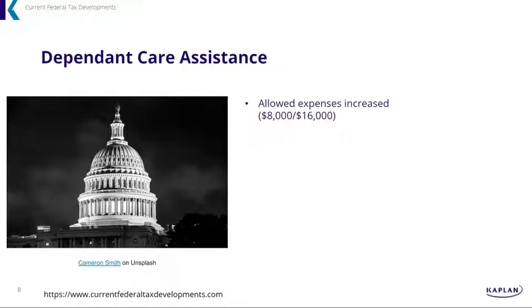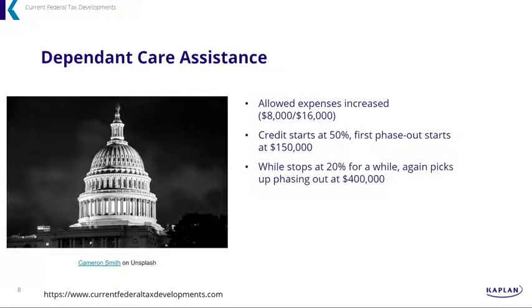So what's going to happen here? Our dependent care credit, we're going to jump that number. It used to be $3,000 for one qualifying child or individual, $6,000 for more than one. That's going to jump to $8,000 and $16,000. As well, the credit will go from starting at 35% to starting at 50%.